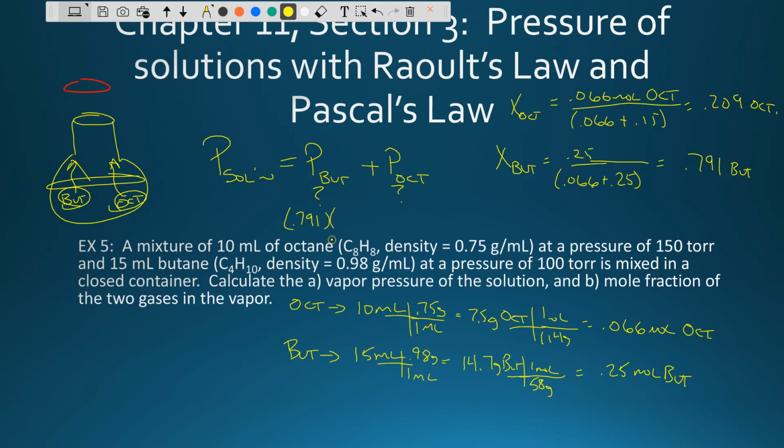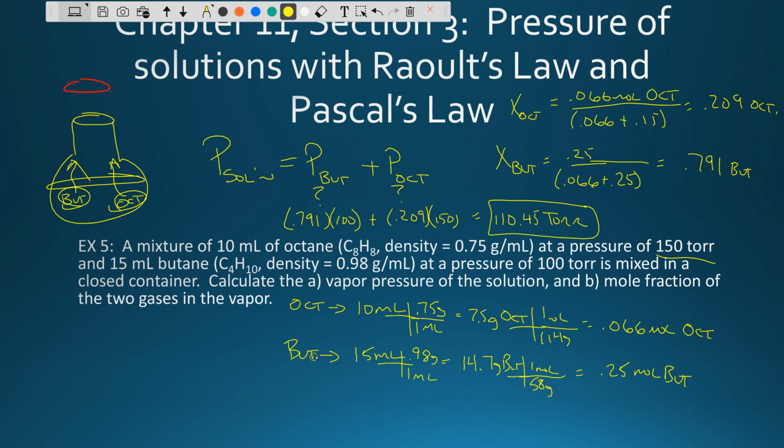And I had 100 torrs on that one. And over here, I had 0.209 times my 150 torrs. Okay, let's see, was that 150? Yeah, here it is over here. 150 torrs. So the pressure of the solution ends up being 110.45 torrs. Okay, I add those up.